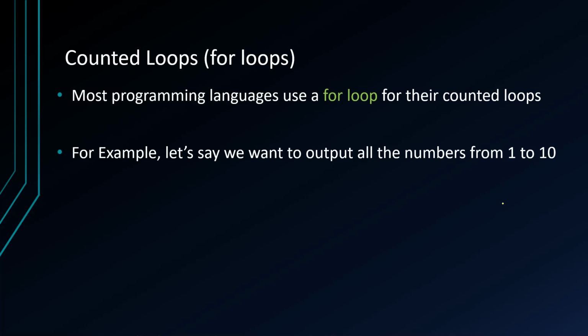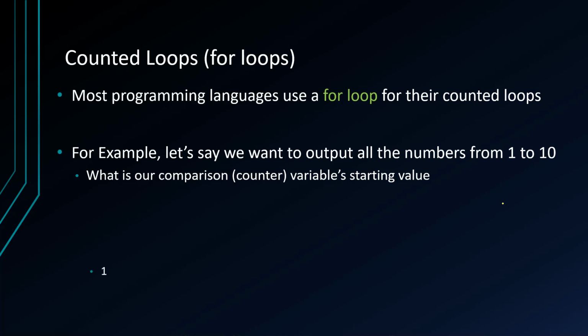Console.WriteLine 1, Console.WriteLine 2, Console.WriteLine 3. Same thing over and over and over again. It would take you 10 lines of code. That's not too bad. But let's break this down for a second, and let's think about what we really want to do. What is the comparison or the counter variable starting value in this situation? We want to output all the numbers from 1 to 10. Well, what's the starting value? That's the 1. So if I have to define a variable to state that, I'm going to say int count is going to start with the value 1.